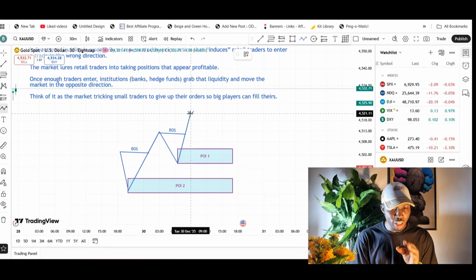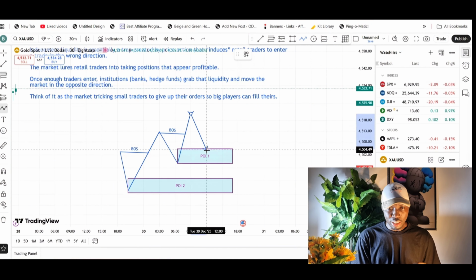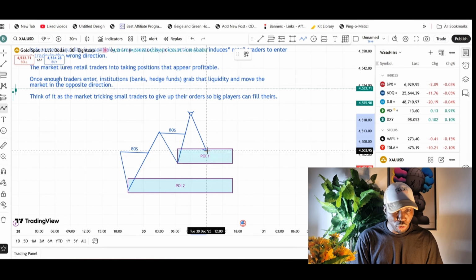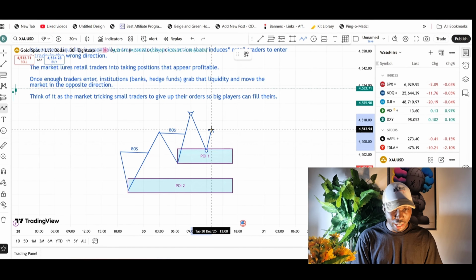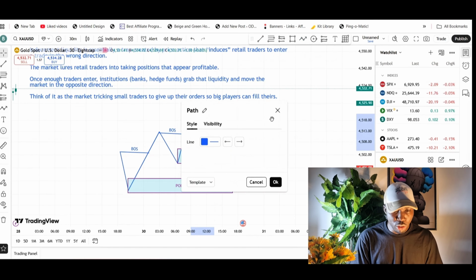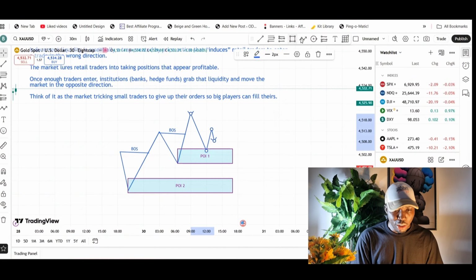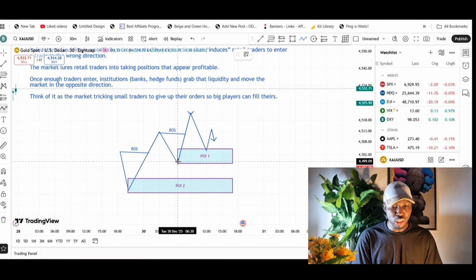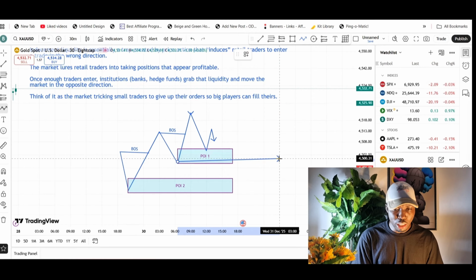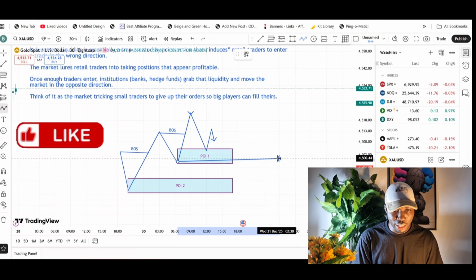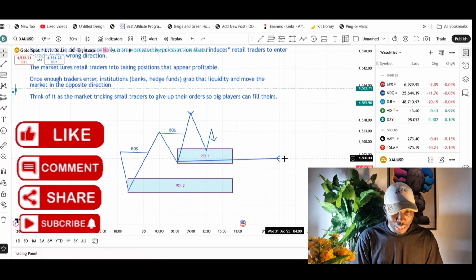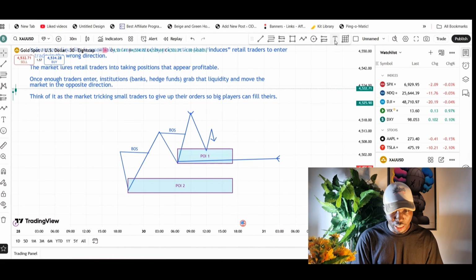So what happens to this point of interest is that whenever the market comes from here, the market is coming here. Once it gets here, this market will behave as if it's going to go up here, but here is an inducement. The market is going to induce. This is an inducement. This place now is a liquidity.